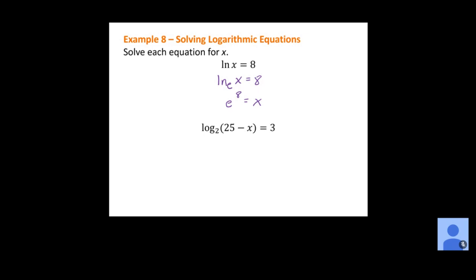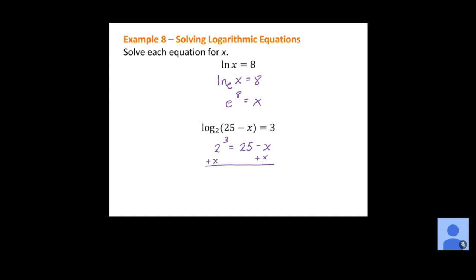All right, so how could we rewrite the second one here? Good, right? So we take the 2, which is the base, we raise it to the 3rd power. So we have 2 to the 3rd is equal to everything inside the log here, so 25 minus x. All right, so then what could we do to try to solve for x? Okay, so we could add the x, right? So if you want to do that, move it to the other side.